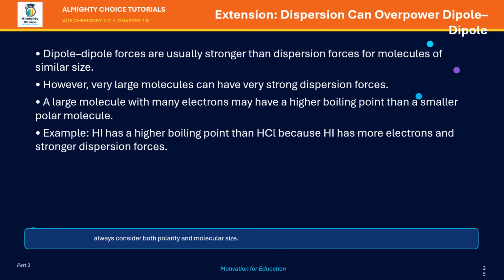Here is the extension point. Dipole forces are usually stronger than dispersion forces for smaller size molecules. However, very large molecules can have very strong dispersion forces because they have many electrons. For example, HI has a higher boiling point than HCl because HI has more electrons and stronger dispersion forces. So always consider both polarity and molecular size.